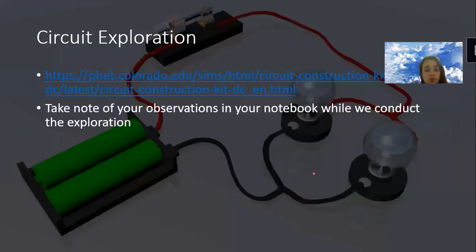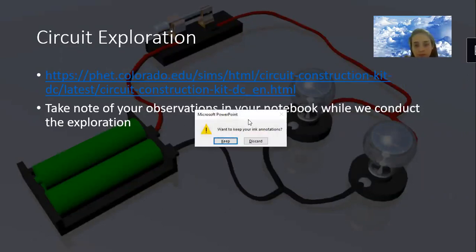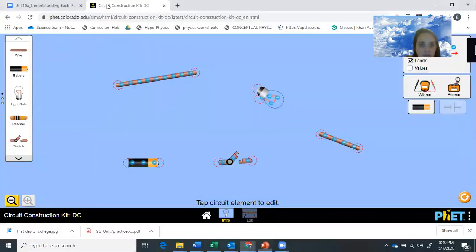All right, so we're going to do a PhET exploration. Take notes of what I'm going to be doing on the exploration in your notebooks. So let's come up to this simulation. Here I see I already chose some circuit components. I grabbed a wire, a battery, a switch, a light bulb, and then another wire here.